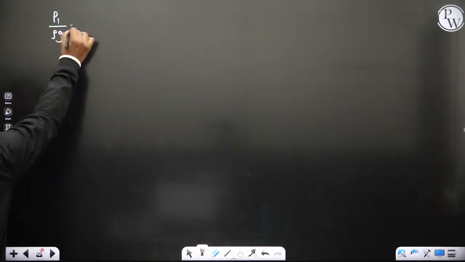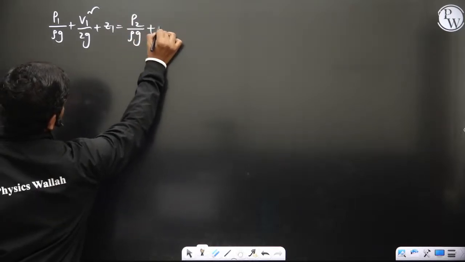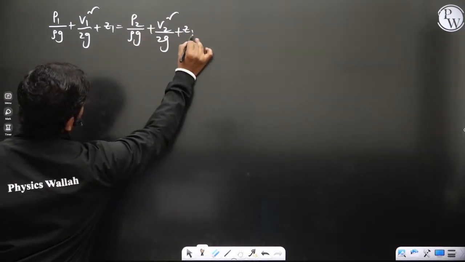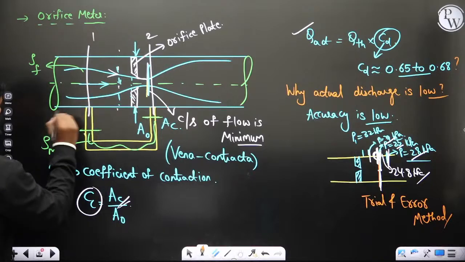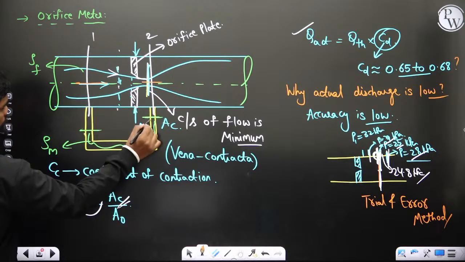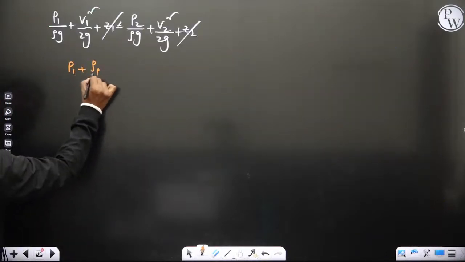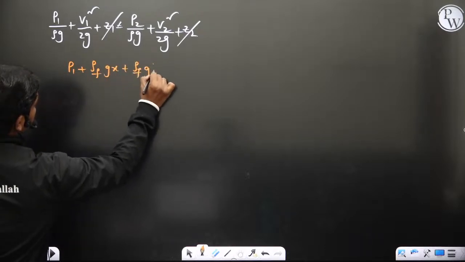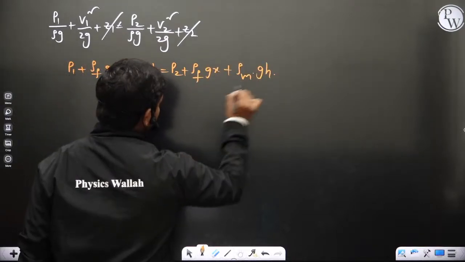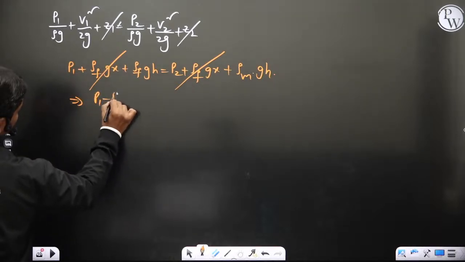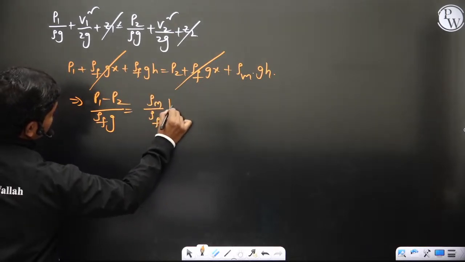Now if you simplify this, P1 by ρg plus V1 square by 2g plus Z1 is equal to P2 by ρg plus V2 square by 2g plus Z2 actually. Since the pipe is horizontal, you neglect the potential terms. Let us call the distance from here to here x. Then we can see P1 plus ρ fluid g x plus ρ fluid g h is equal to P2 plus ρ fluid g x plus ρ manometric fluid g h. Then this term and this term get cancelled. P1 minus P2 by ρ fluid times g is equal to ρ manometric by ρ fluid times h. Correct? This is what you have.